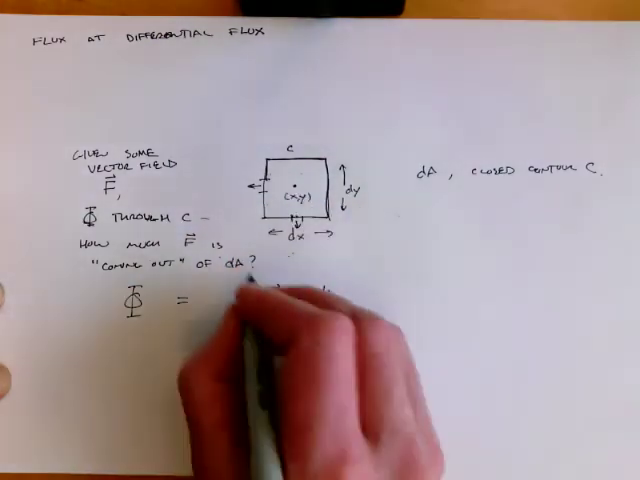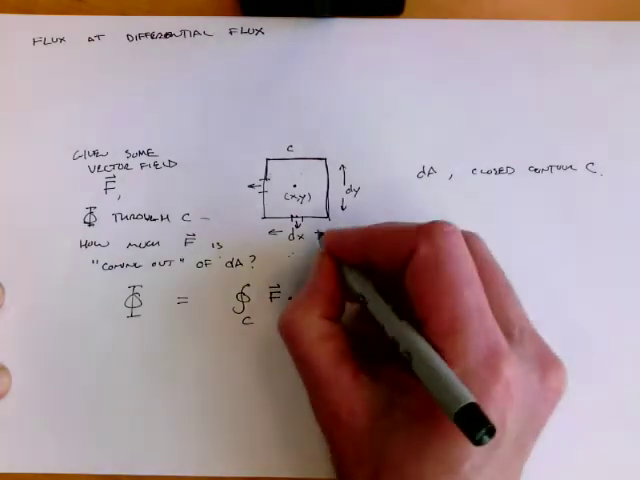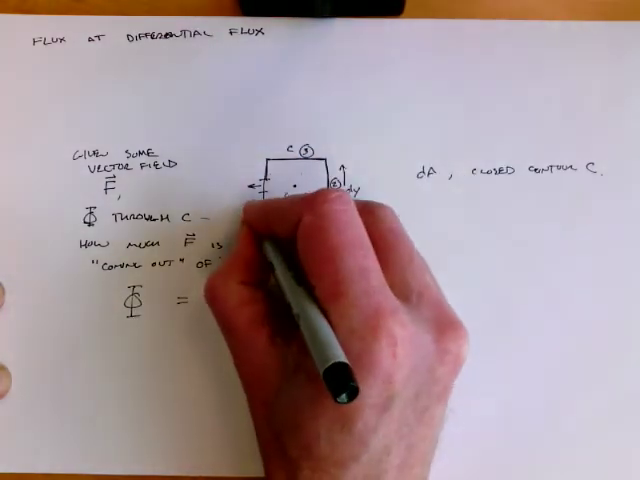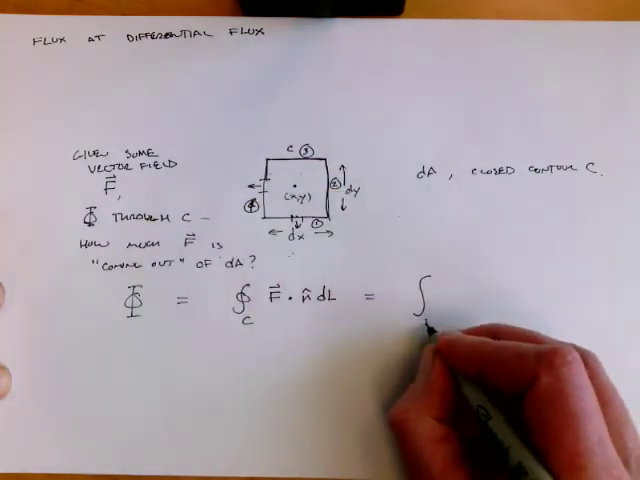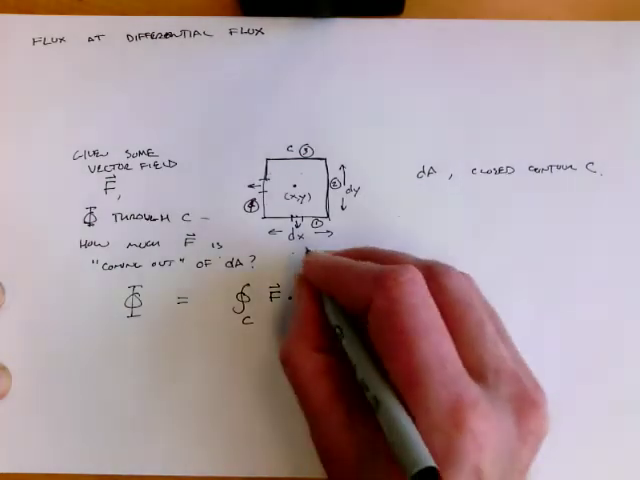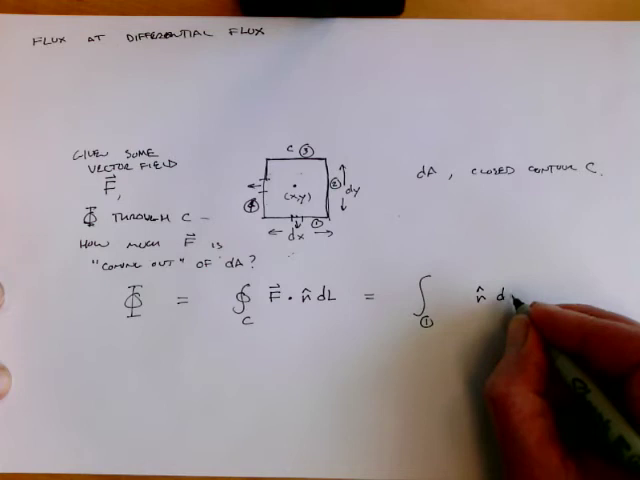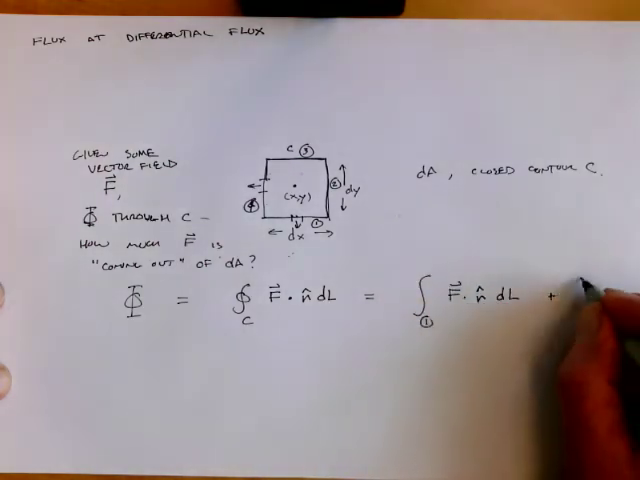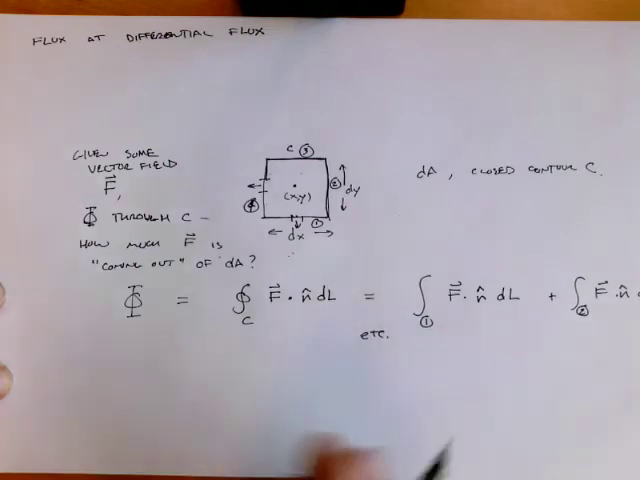And of course, since it's a square, I can think about that as breaking up into four parts, right? So we'll call this part 1, this part 2, this part 3, and this part 4, right? So I'm going to have the integral along line 1 of F dot n hat dl, right, plus the integral along line 2 of F dot n hat dl, etc. Right?